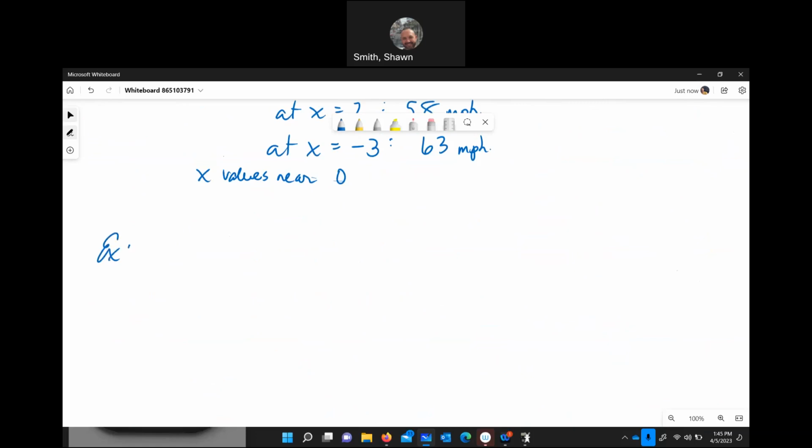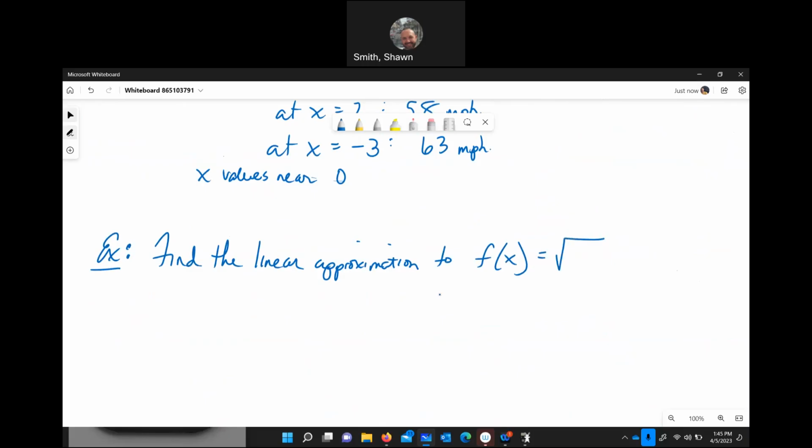All right, here's another example that's really useful mathematically without calculators in a sense. Find the linear approximation to the function f of x equals the square root of x at x equal to 1, to approximate the square root of 1.1.